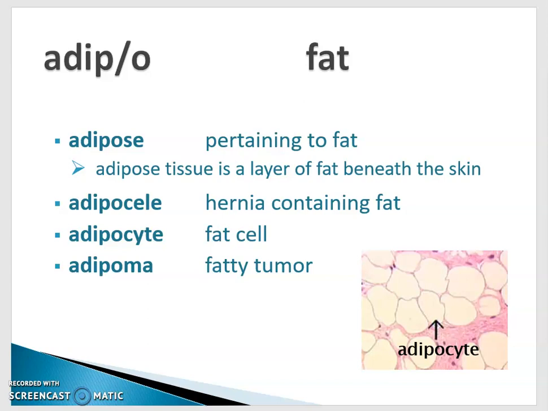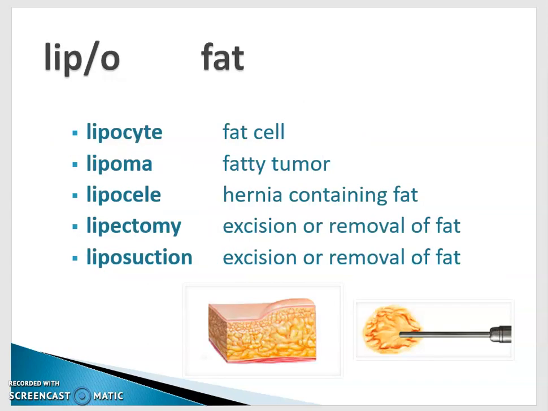There's another word, however, we're going to apply, and it's lipo or lipo, once again, depending on what you have learned and what you typically say. Typically, we would say lipo, as in lipocyte, is a fat cell. A lipoma is a fatty tumor. A lipocele is a hernia containing fat. Lipectomy would be excision or removal of fat. And liposuction is excision or removal of fat also.